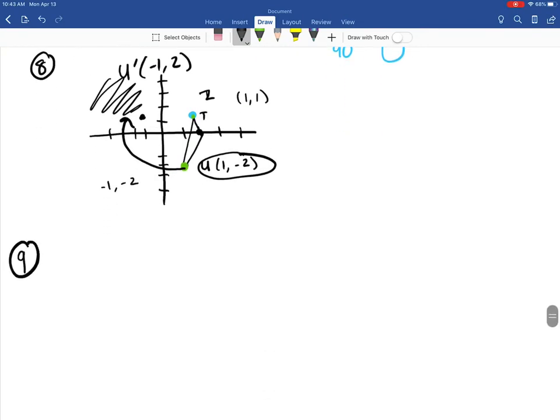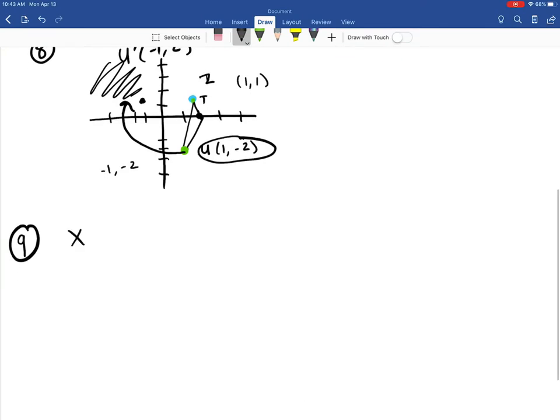All right. Number 9. Last page of your pretest here. Number 9 says, triangle XYZ has the given vertices. Okay, so I'm going to list these out. X is at 6, 0. Y is at 4, negative 4. And Z is at 8, negative 4.